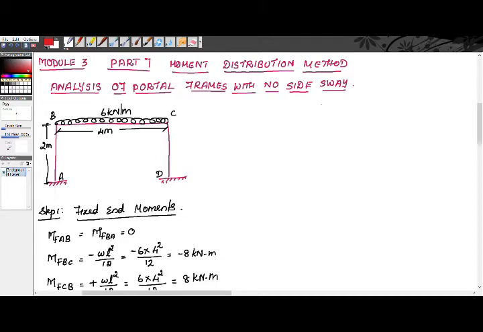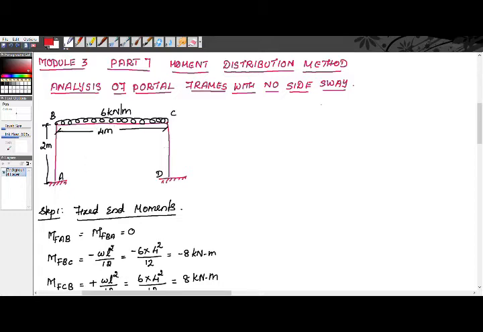From the figure itself, you can understand this is a portal frame with no side sway. Because see, AB and CD are the columns of same length. The end supports A and D are fixed support. So there is no change in supports, right? Both are fixed support. Then BC is 4 meter and you have a UDL throughout BC. So it is symmetric. There are no joint moments. The moment of inertia is not changing.